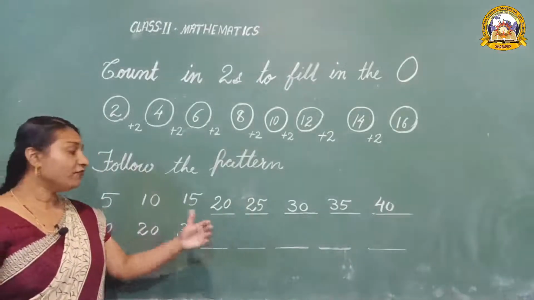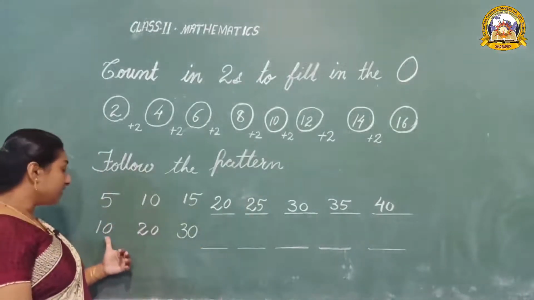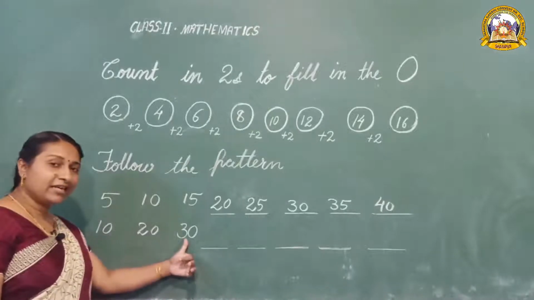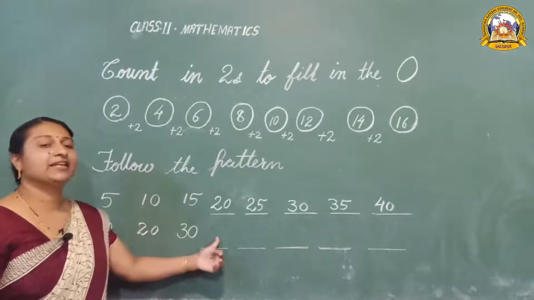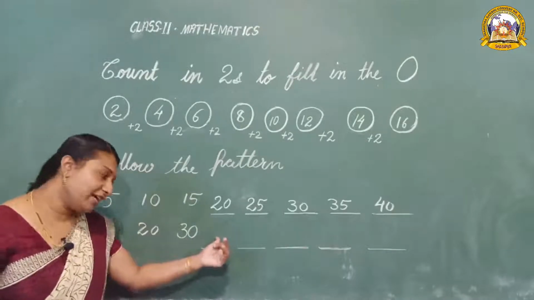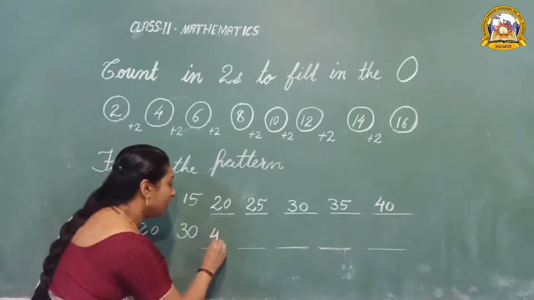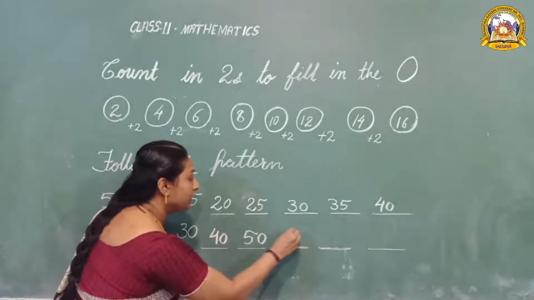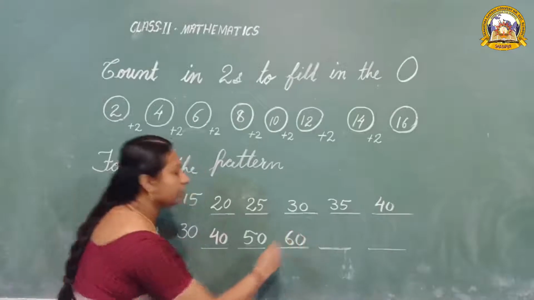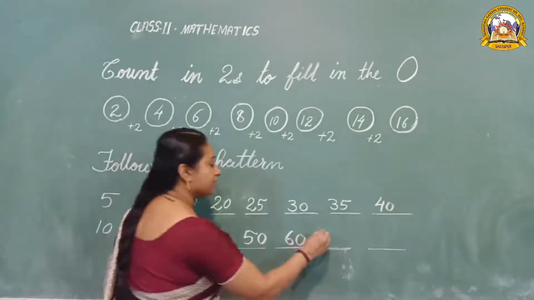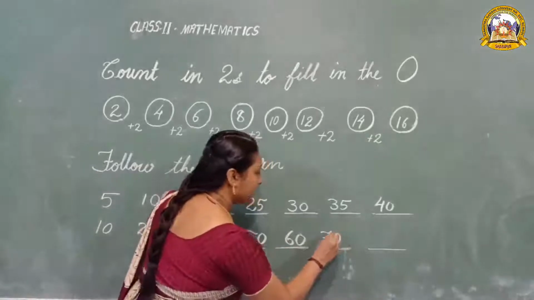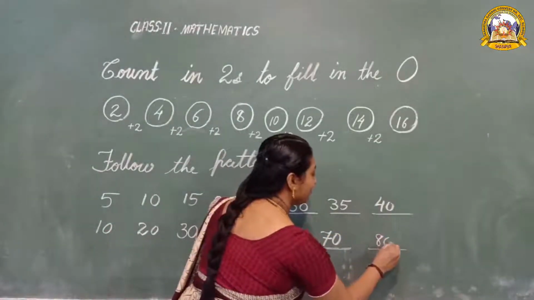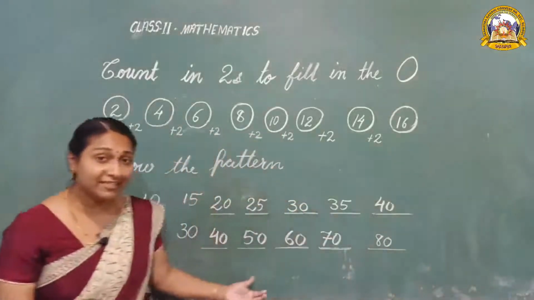Then I shall give one more example on that. 10, 20, 30. What will be the next number? Yes, 40. Then 50. Then 60. Next is 70. Next is 80. Good. Now did you get it?